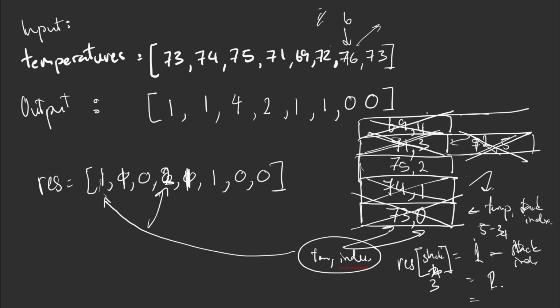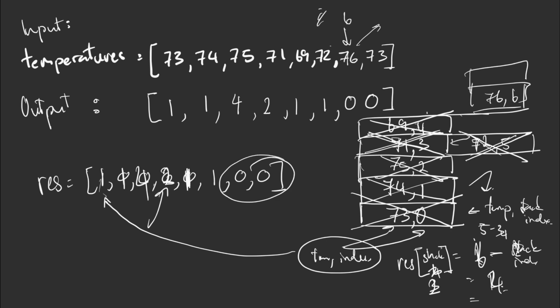And then we can see that 76 is now higher than 75, so now we can pop this one again and do the same. We're going to find out that here at the index number 2 of the stack, the answer will be equal to 6 minus 2, and that's going to be 4. So here we change to 4, and then we append 76 on the stack. Once we append 76 on the stack with the index number 6, 73 is still smaller, so these two answers shall remain to be 0.